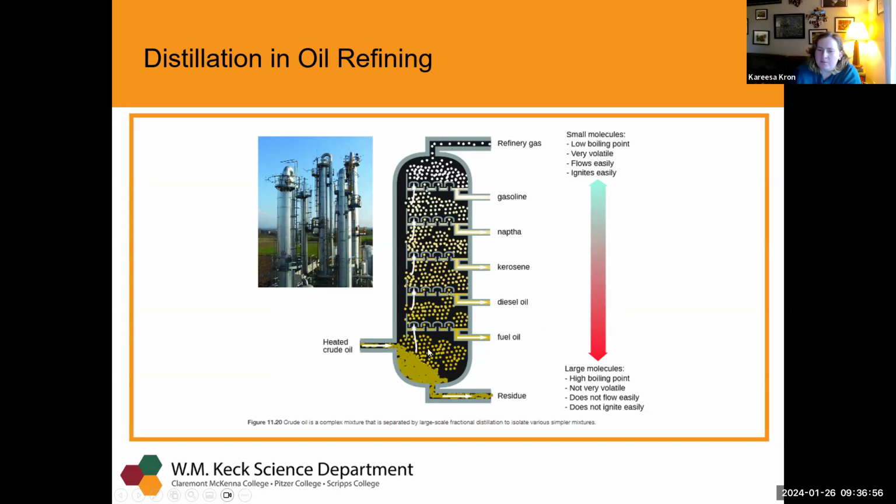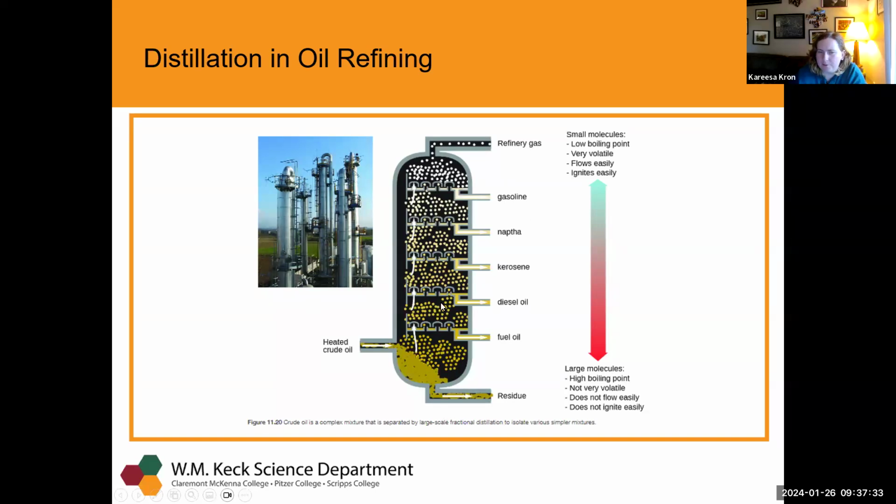And so at the bottom of this distillation unit, you'll have your large molecules that are very challenging to boil, that aren't particularly volatile, and they'll just leave sort of as sludge from the bottom of this. And then as you go up, you get to more and more volatile gases that have different vapor pressures and different boiling points that you can then cool and separate out, so that at the top you can get refinery gas and gasoline, which are smaller hydrocarbons than at the bottom.